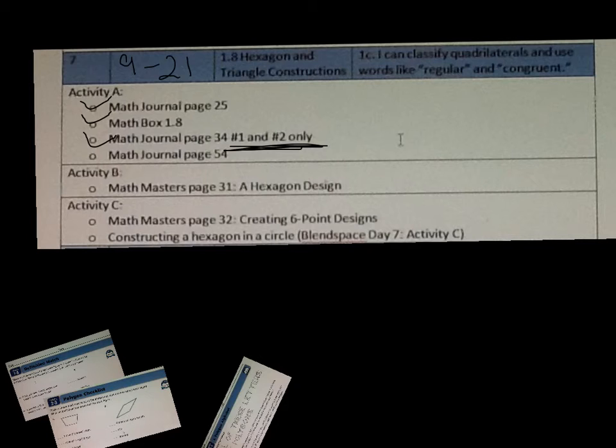When you're done with all 4 of those things, your teacher will be checking that all are complete and accurate, and then we are going on to either Activity B, which is a Math Master page 31, or Activity C, which is a Math Master page, and then going on to Blend Space.